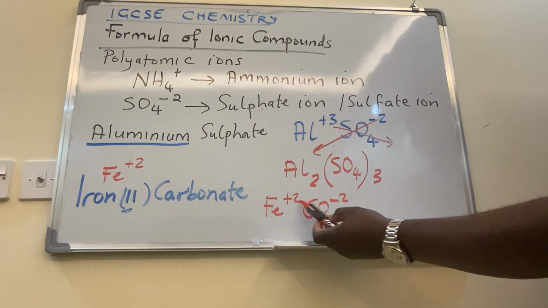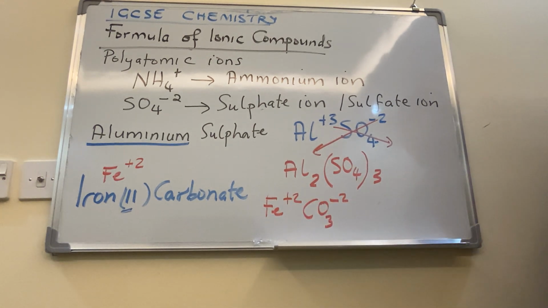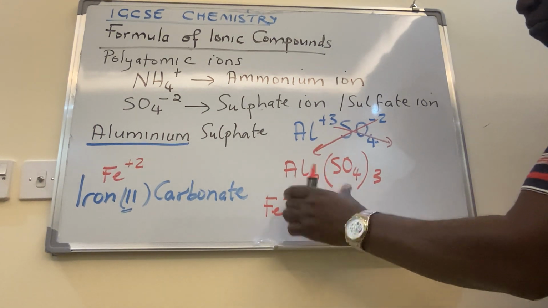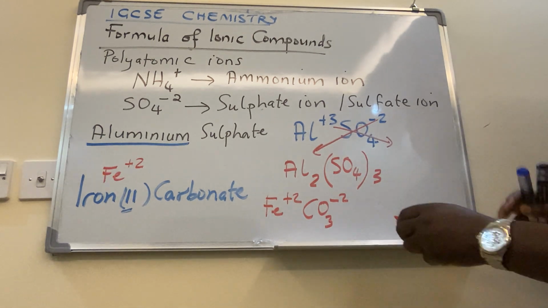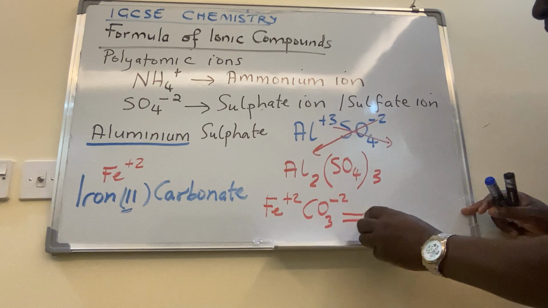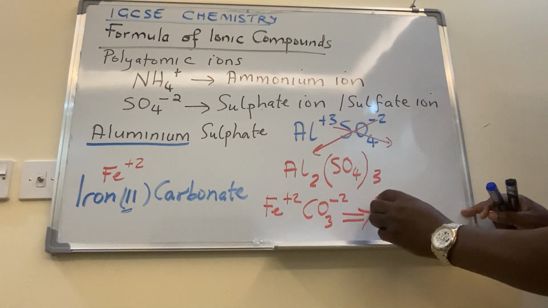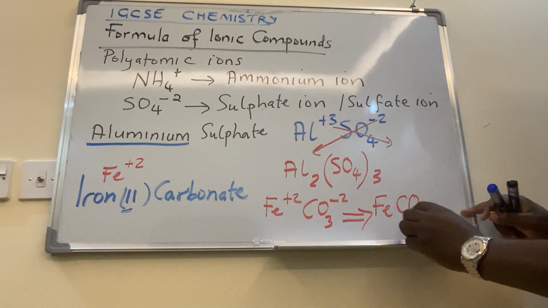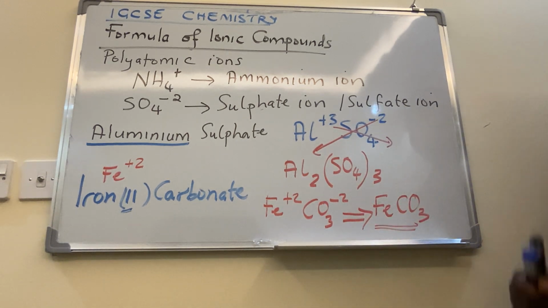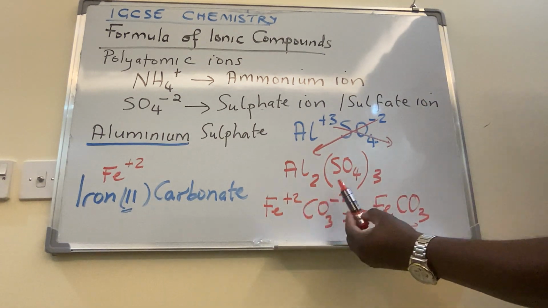If these numbers are similar, the charges cancel out, so there is no need to swap. Whenever I have determined the charges at the top and they happen to be similar, it means no swapping at all. The formula will not change. So the formula for iron(II) carbonate is FeCO3. This is one of the special cases we might have, with a transition element involved and similar charges at the top.